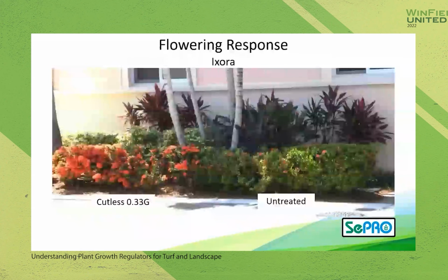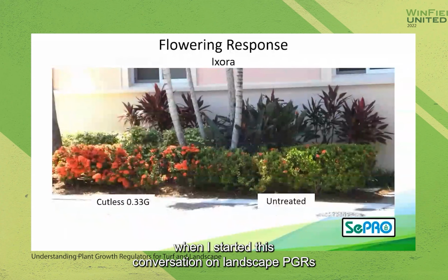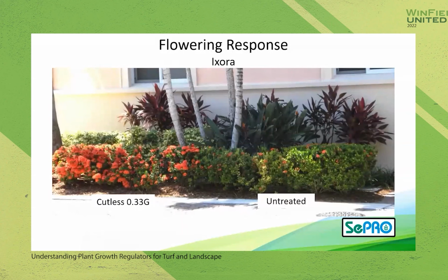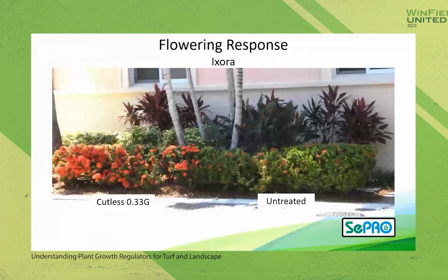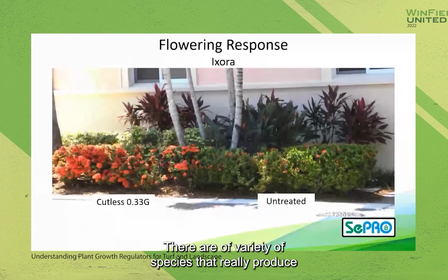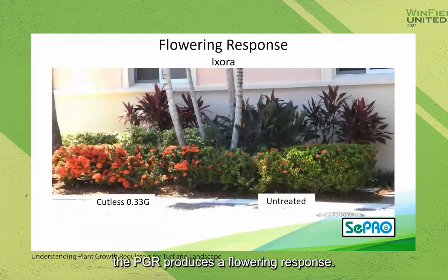I mentioned flowering response when I started this conversation on landscape PGRs, and it's for real for a lot of species. Not all species, but for a lot. This happens to be Ixora. The Cutlass 3.3G is on the left, untreated on the right, and you can see the real pop of flowering, pop of color that you get. Knockout roses do the same thing. There are a variety of species where the PGR produces a flowering response.